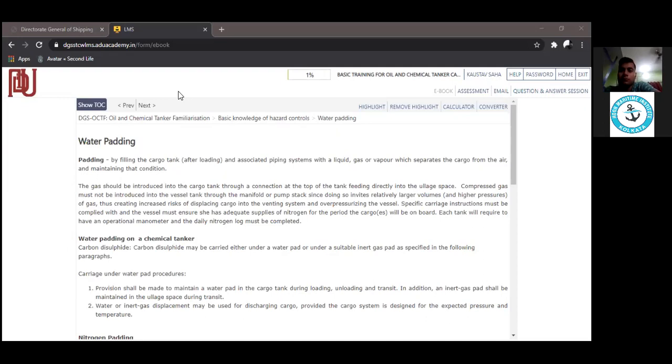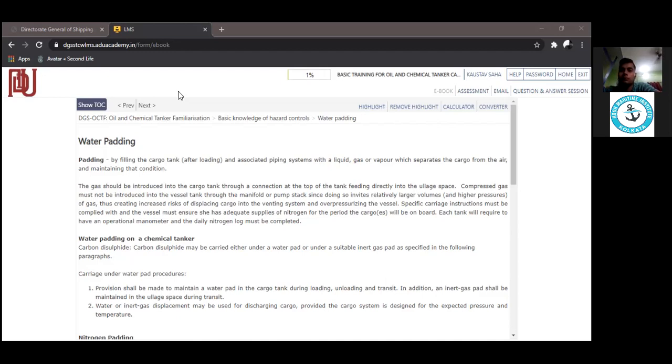So the gas should be introduced. We are introducing a gas into the cargo tank. Mostly it is nitrogen, and it's done for chemical tankers. Previously, if you have not introduced any inerting, through a connection at the top of the tank feeding directly into the ullage space. Compressed gas must not be introduced into the vessel tank through the manifold or pump stack, since doing so invites relatively larger volumes of gas, thus creating increased risk of displacing cargo.